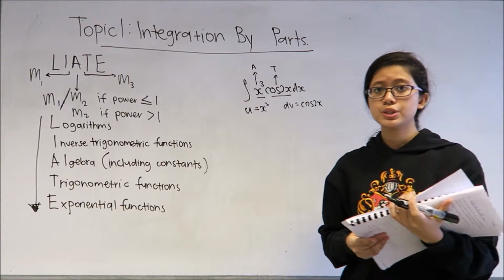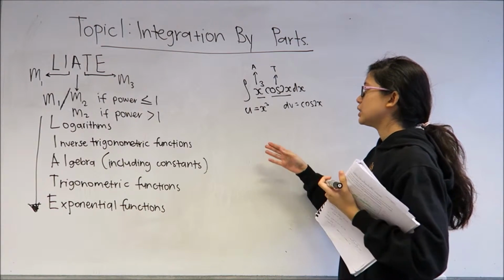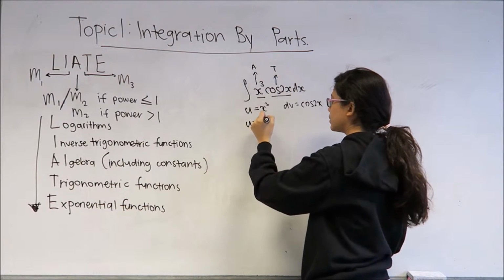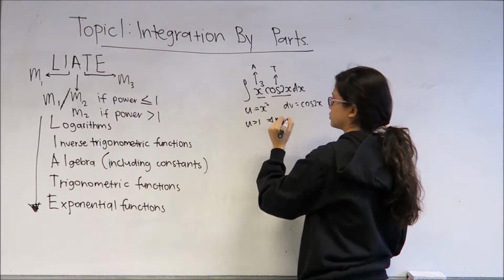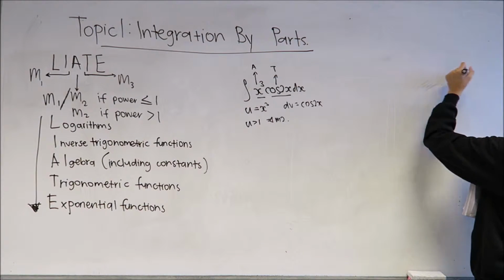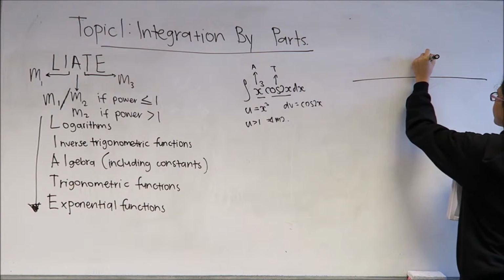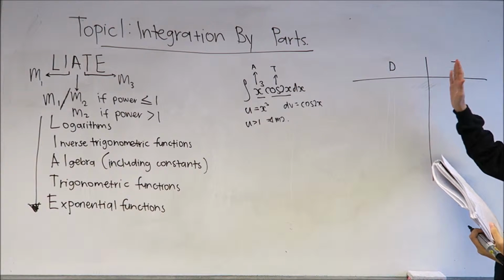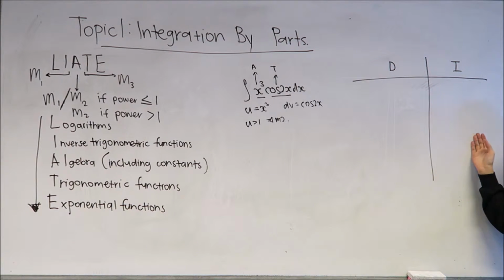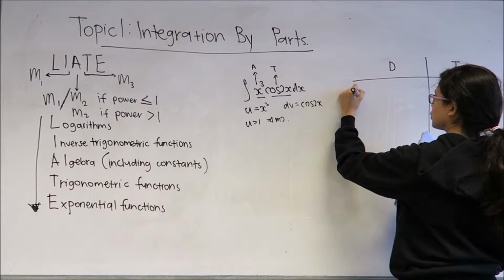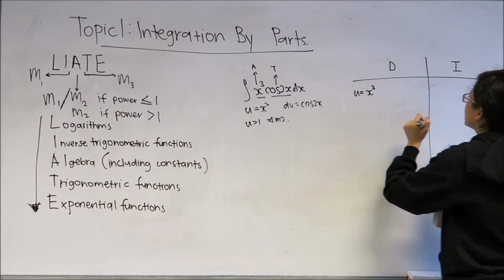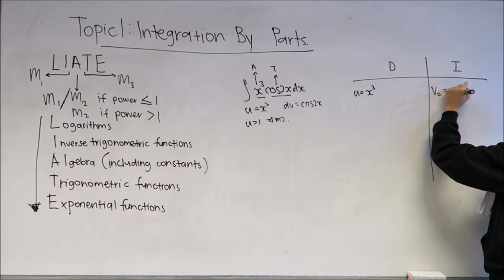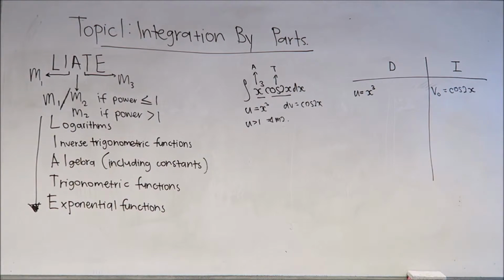So what method do we use from this? Since your u, the power is more than 1, therefore we use method 2. Method 2 is called the DI method. You're going to derive one side and integrate one side. So your u will be x cubed and your v naught will be cosine 2x. Okay?